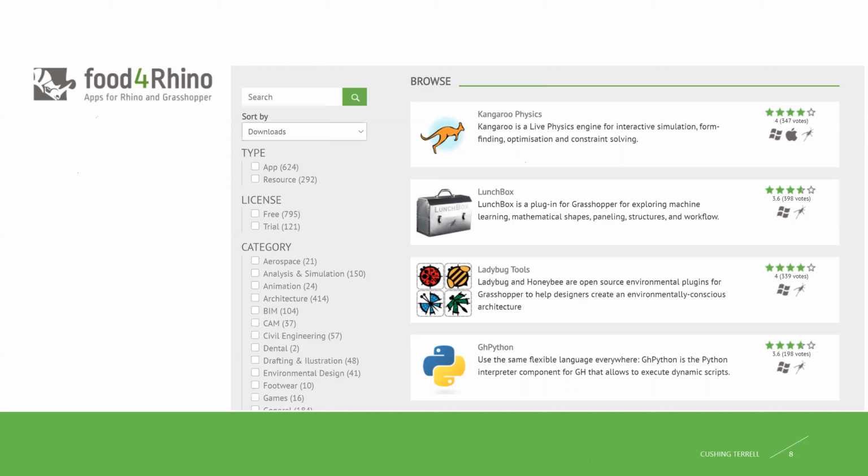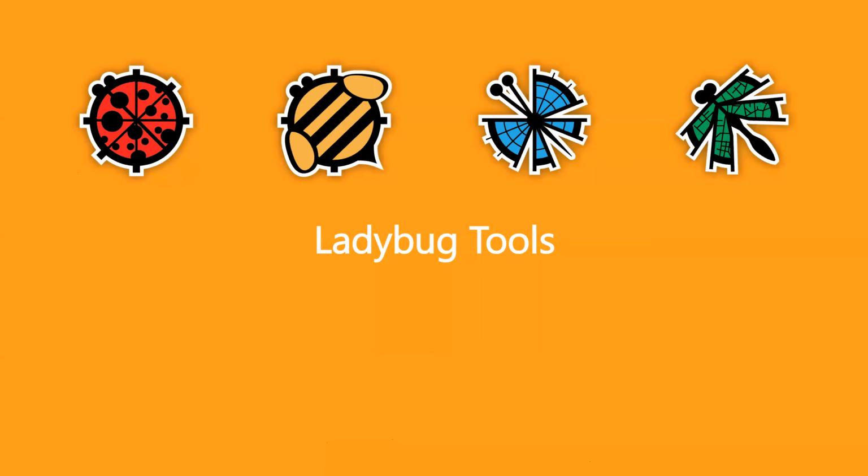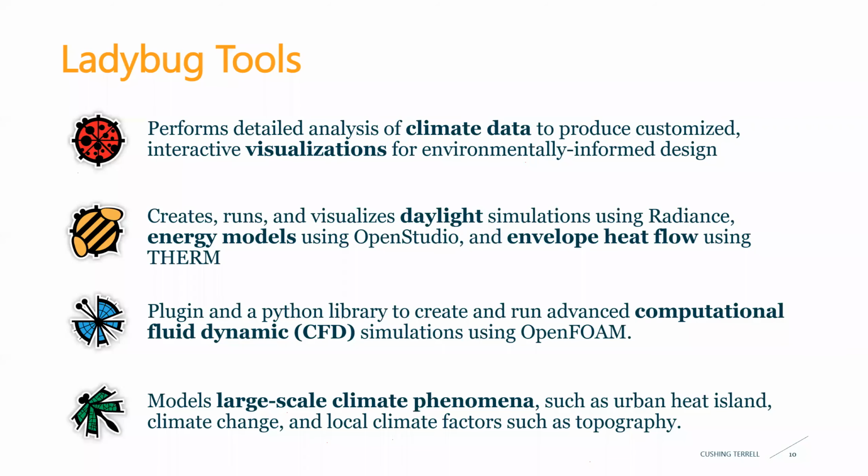So next up, we're going to dive into Ladybug Tools. The Ladybug Tools are made up of these four main plugins: Ladybug, Honeybee, Butterfly, and Dragonfly. This is pulled from the Ladybug Tools website. The description: Ladybug performs detailed analysis of climate data to produce customized interactive visualizations for environmentally informed design. So if you want to visualize climate in any capacity, create graphs, charts, that kind of stuff, Ladybug's the plugin you want.